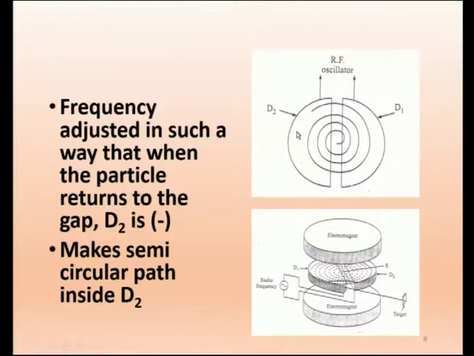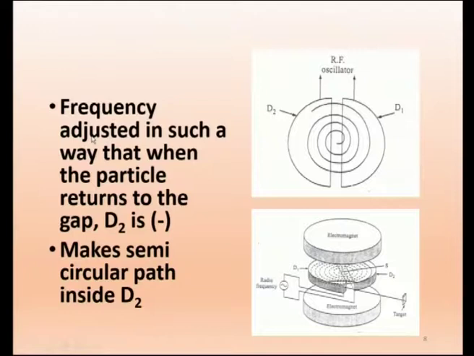will get attracted. Again, when it comes here in this gap, this should become negative. So when it goes to this gap, this should become negative. So the time taken for the semicircular path must be equal to the changeover from positive to negative. That's what we are stating here. Frequency is adjusted in such a way that when the particle returns to the gap, D2 is negative.